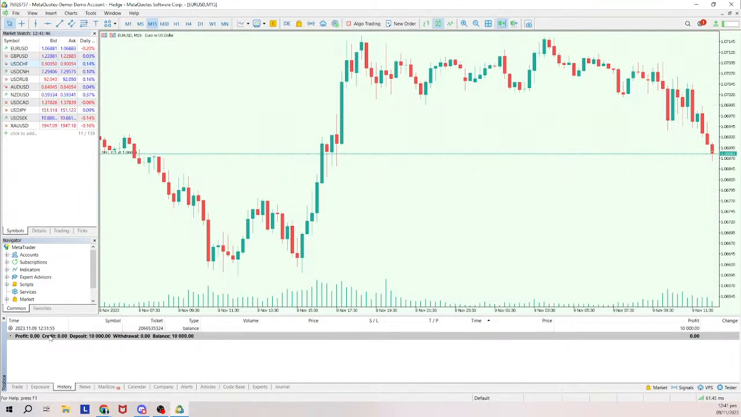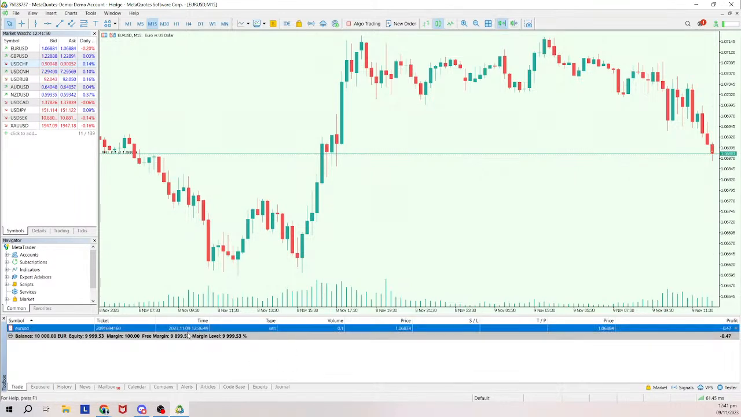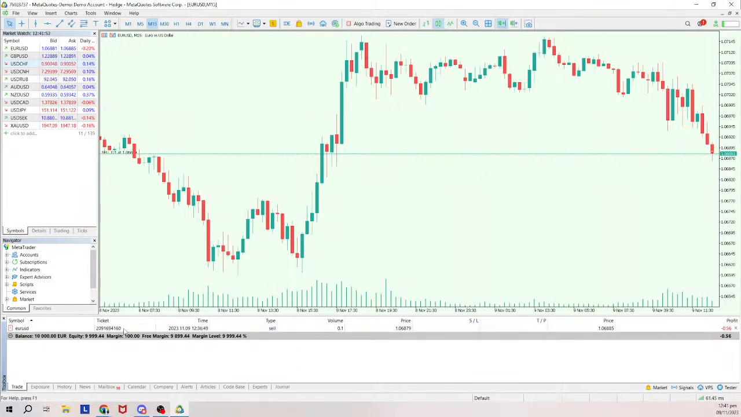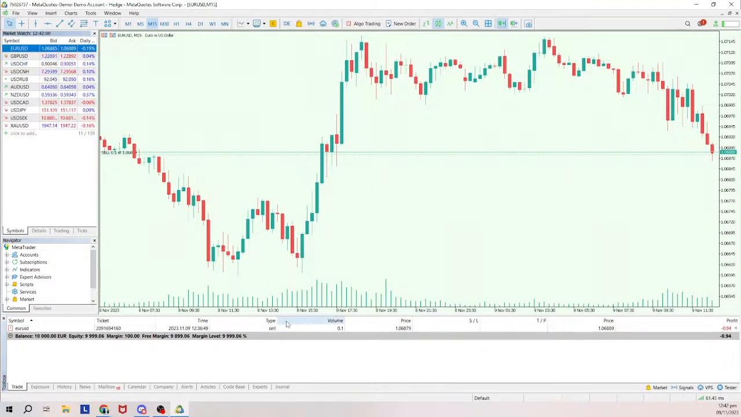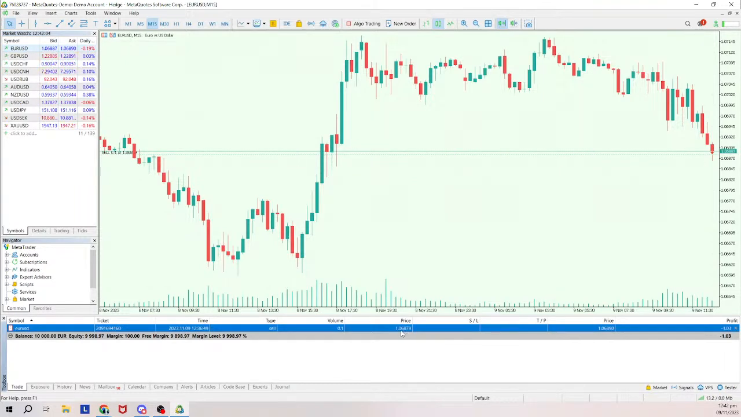So you can see times, market. In this instance, you can see the open time, the specific ticket number, the direction in which the trade was opened. In this instance, we're selling the euro. The volume 0.1 and the entry price from which we sold.